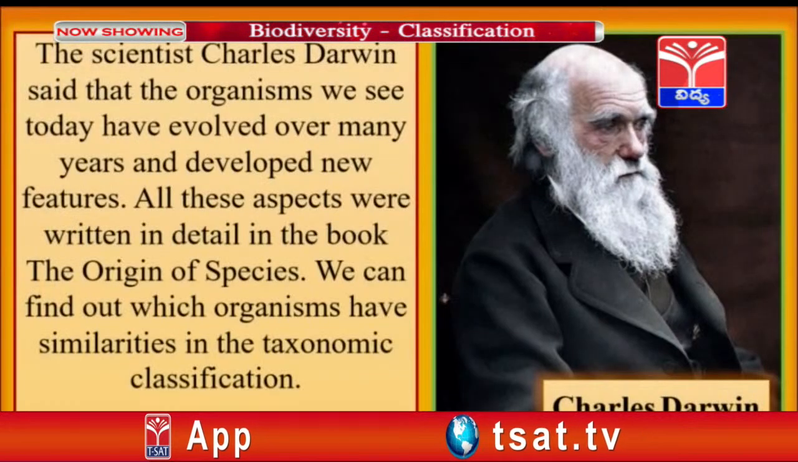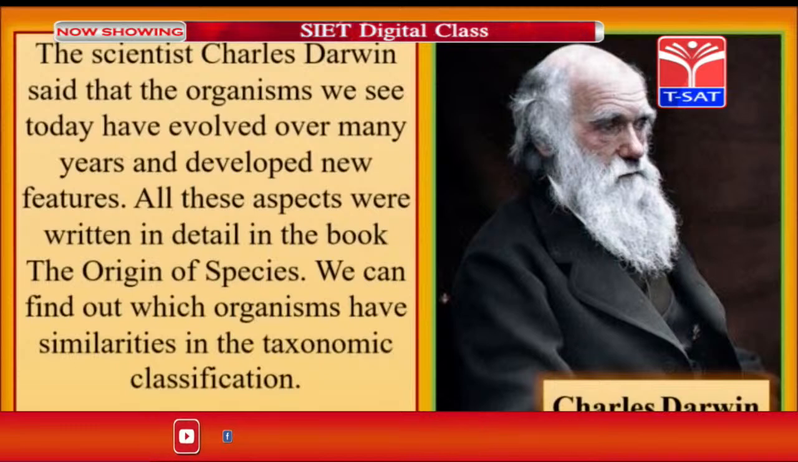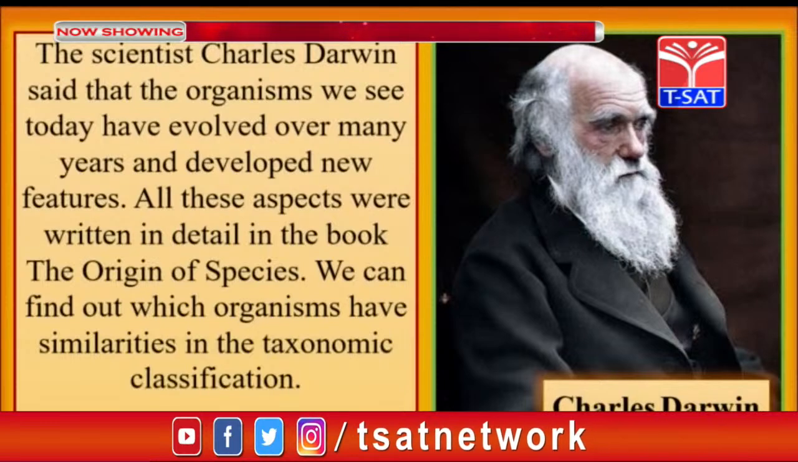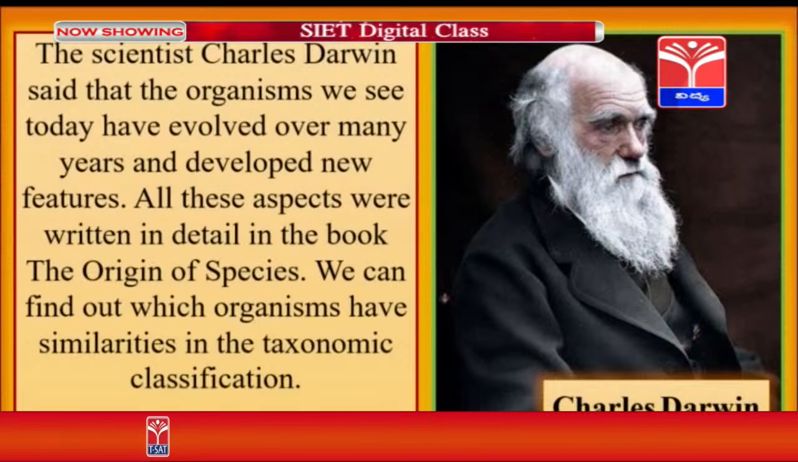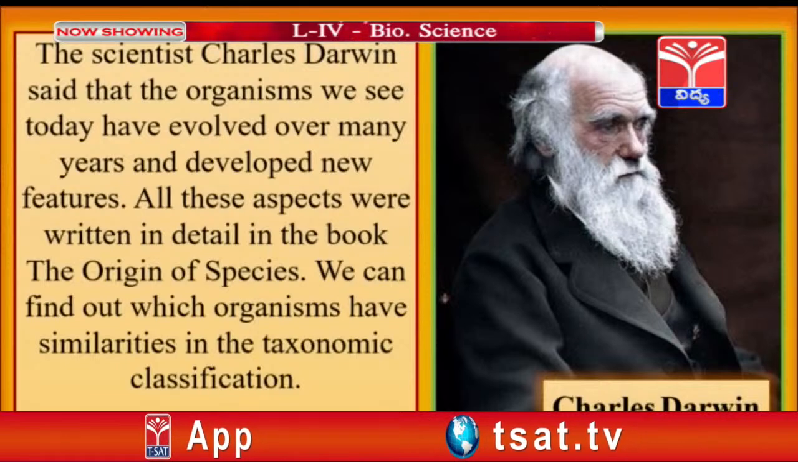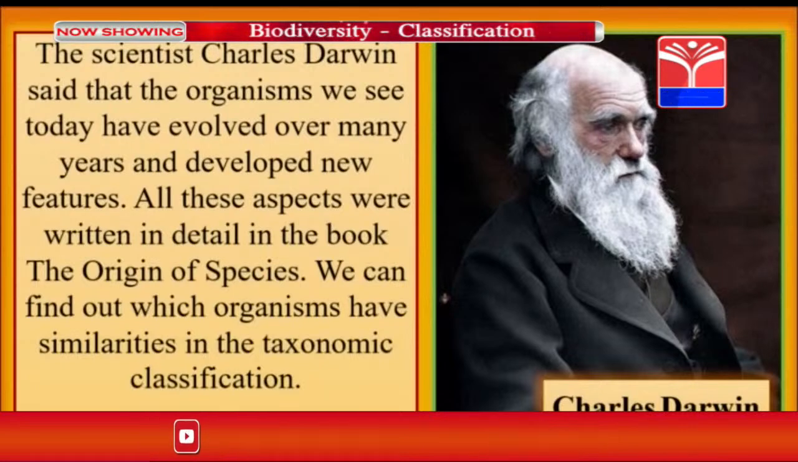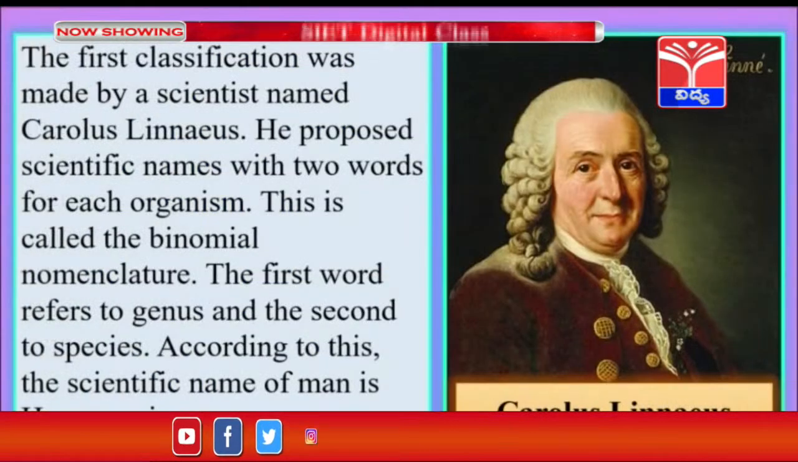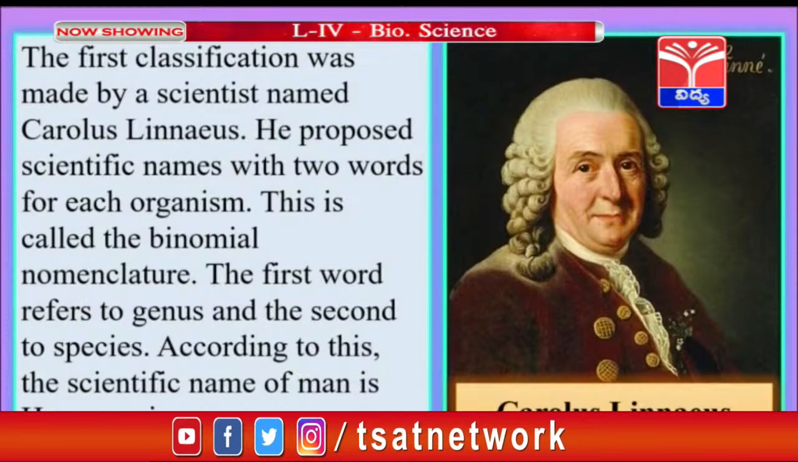The scientist Charles Darwin said that the organisms we see today have evolved over many years and developed new features. All these aspects were written in detail in the book The Origin of Species. We can find out which organisms have similarities in the taxonomic classification. The first classification was made by a scientist named Carolus Linnaeus.